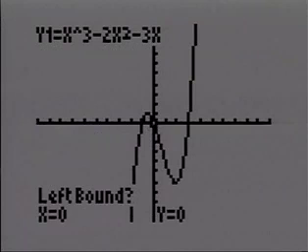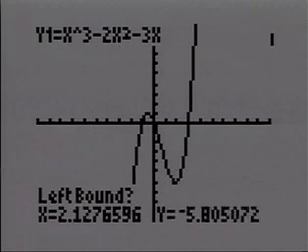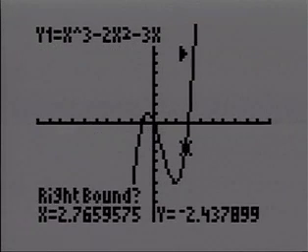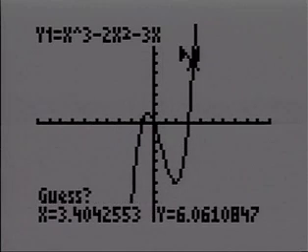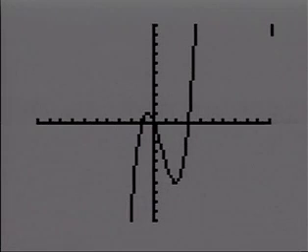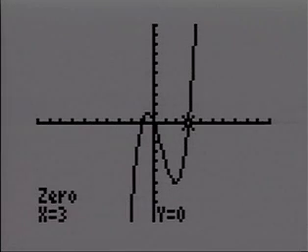And now we'll try to find this last 0. Need a left bound. That should work. And whoops, went off the screen. There's a right value, and it gives me 3. So we can see now that the graph also verifies the solution that we got symbolically.